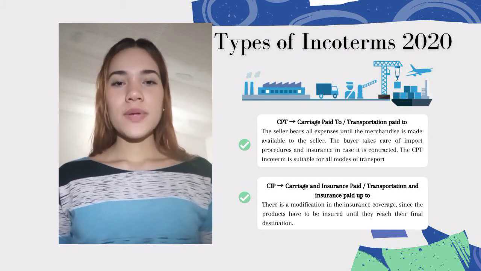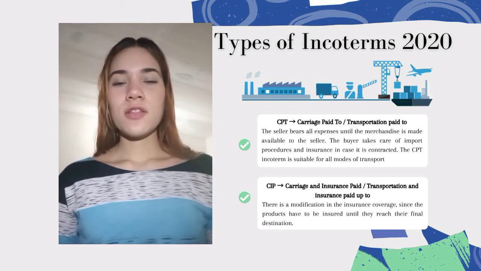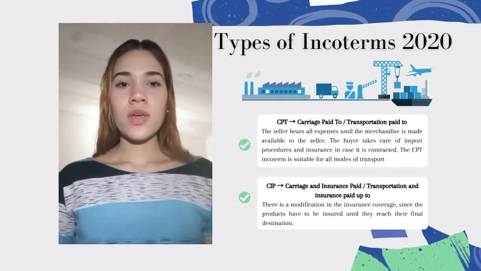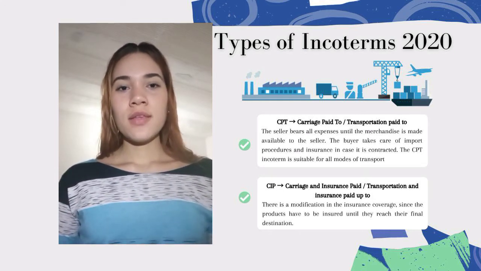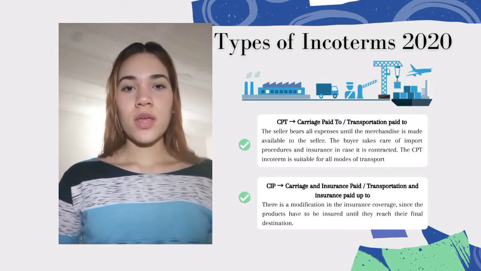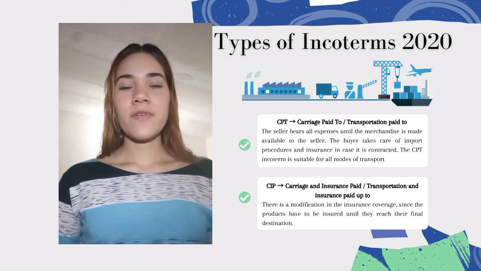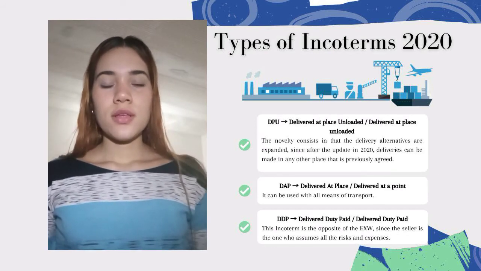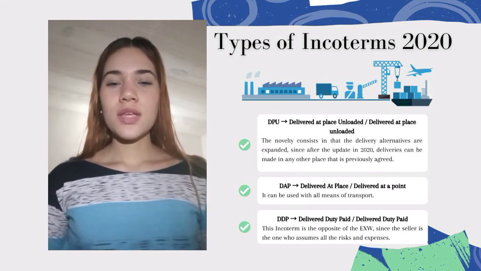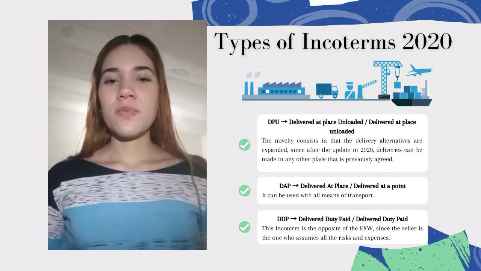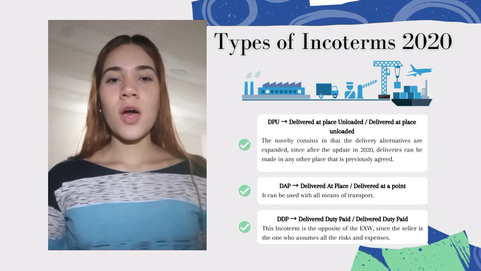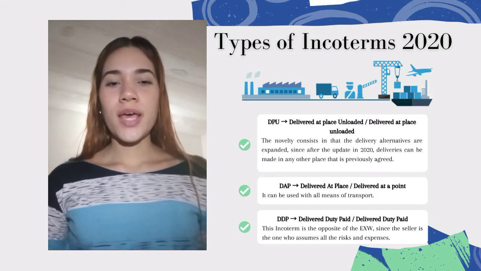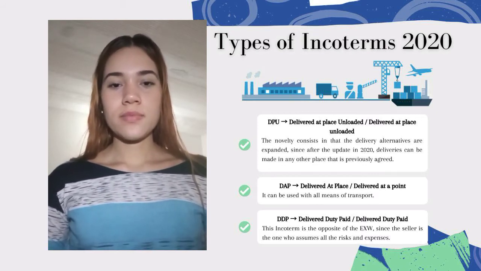CIP, Carriage and Insurance Paid. Transportation and insurance are paid up to the destination. There is a modification in the insurance coverage, since the products have to be insured until they reach their final destination. DPU, Delivered at Place Unloaded. The novelty consists in that delivery alternatives are expanded. After the update in 2020, deliveries can be made in any other place that is previously agreed.